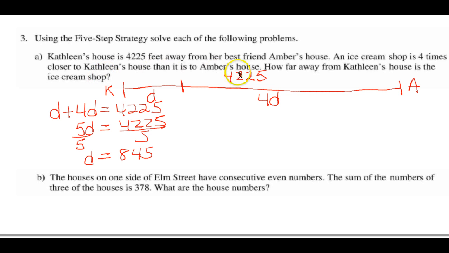And we're asked, how far away from Kathleen's house is the ice cream shop? Well, it would be this D. So the answer is 845. Now, if they asked about Amber's, we would subtract this from the total. That would give us this, or multiply 4 times this would give us the total of that. Okay.